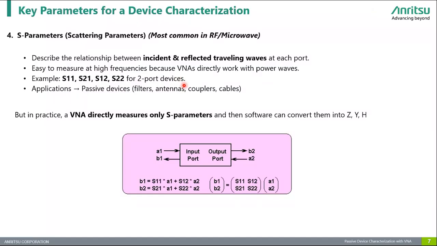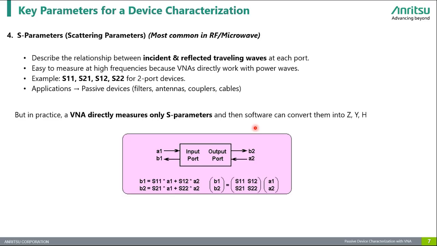For a two-port device, we typically focus on four key S parameters: S11, S21, S12, and S22. These parameters are critical for characterizing passive devices like filters and antennas. For example, a good filter will have low S11, which is minimal reflection, and high S21, which is maximum transmission that we require in the passband.